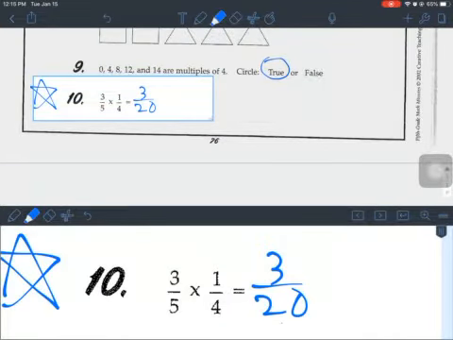Trinity, what's 3 plus 1? I mean, 3 times 1. 3. Okay. What's 5 times 4? 20. Your answer for this should be 3/20ths. If you didn't get that right, that's okay. We're not even there yet with fractions. Okay, but good job, Trinity.